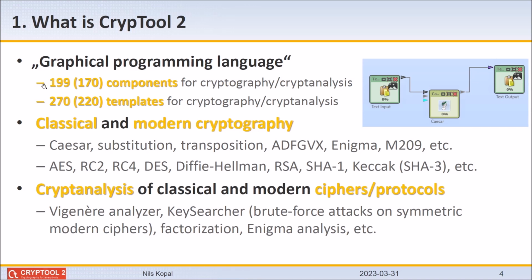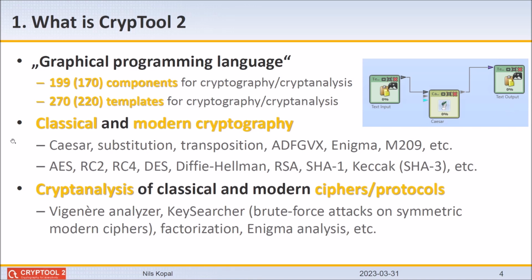Right now, we have 199 components for cryptography and cryptanalysis in CrypTool 2. 3 years ago, we had another CrypTool Symposium, and at that time, we only had 170. So we have 29 new components in the last 3 years. Then we have 270 so-called templates. 3 years ago, we had 220. And a template is a pre-built workspace like this one, showing a cryptographic or cryptanalytic graphical program.